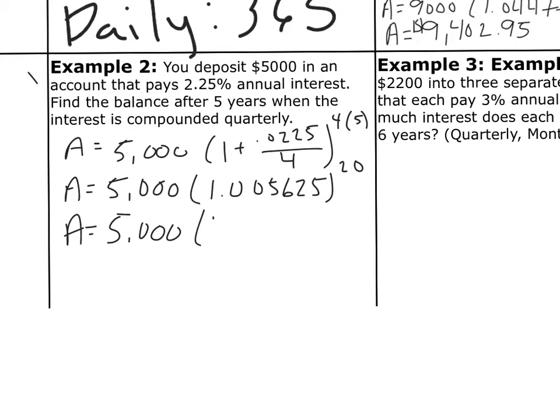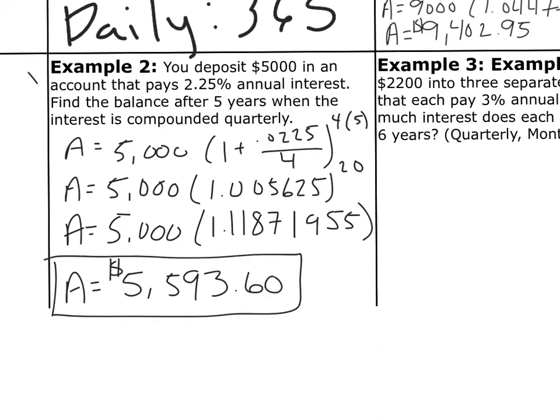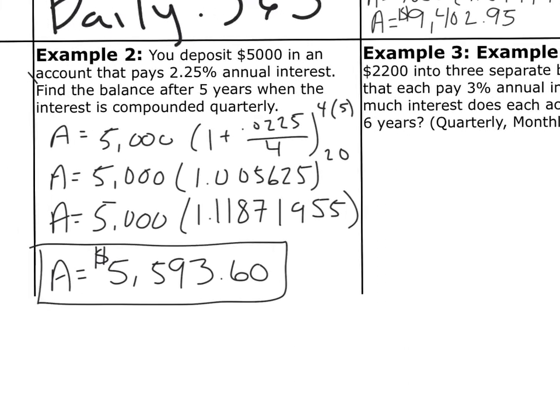It gives you 1.11819, and I guess 5, like it keeps going. So let's multiply that by the 5,000, and that gives me A is equal to $5,593, and I'll go ahead and round it up to 60 cents. And there you go. So that's example number 2. Let's take a look at example number 3.